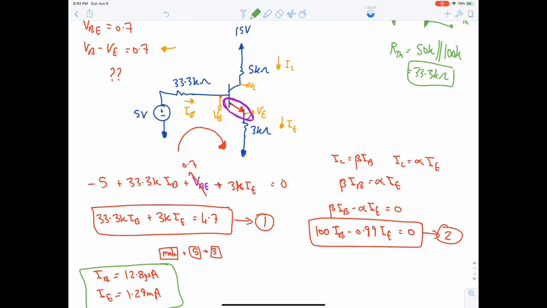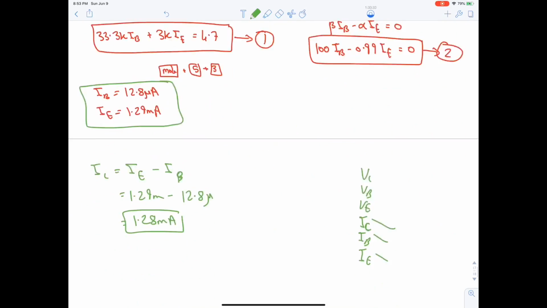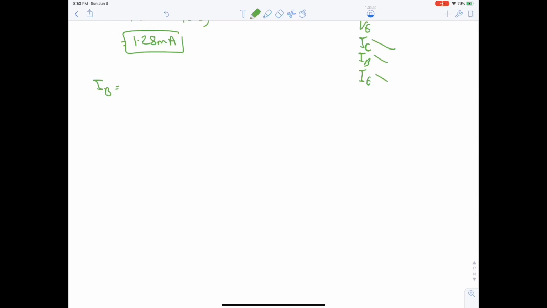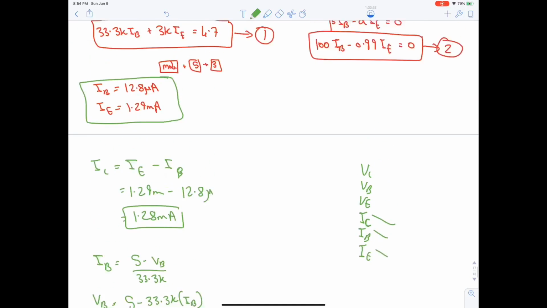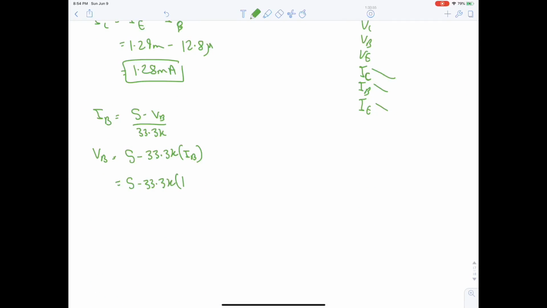How do we find VB? We can find VB through Ohm's law. We have to say that IB is equal to 5 minus VB over 33.3K. So VB is equal to 5 minus 33.3K times IB. What is IB? IB is equal to 12.8 micro, which gives 4.57 volt.